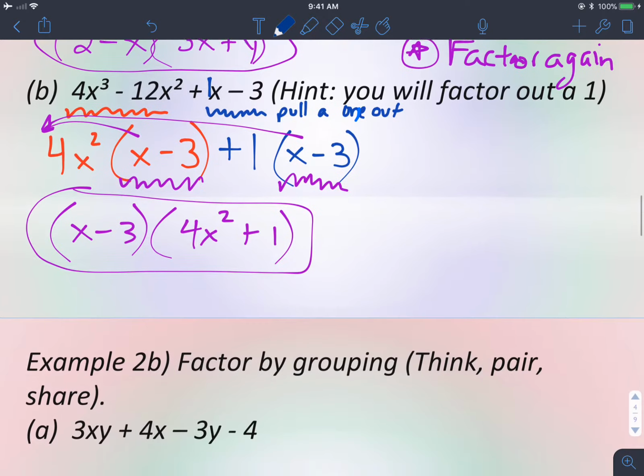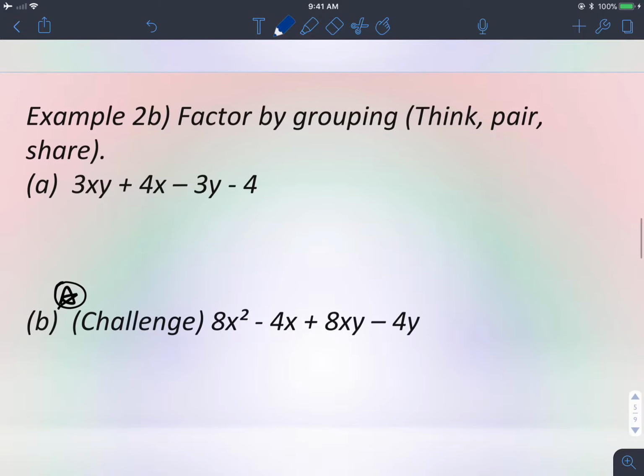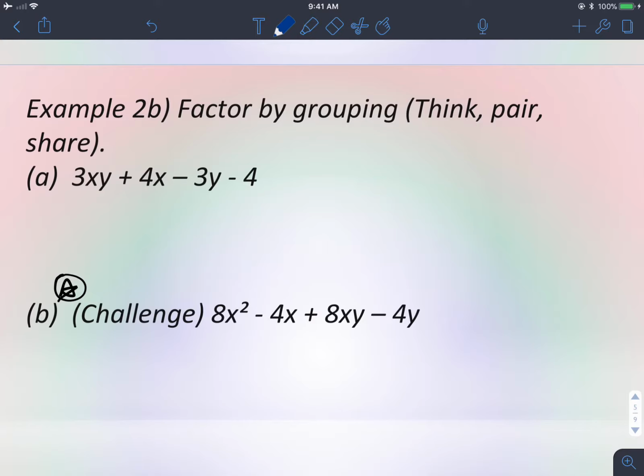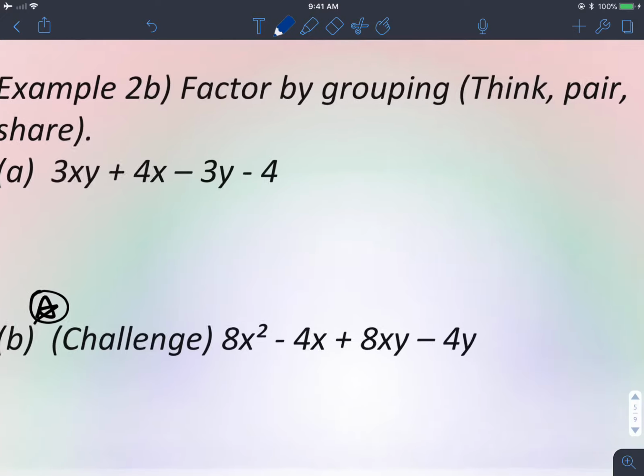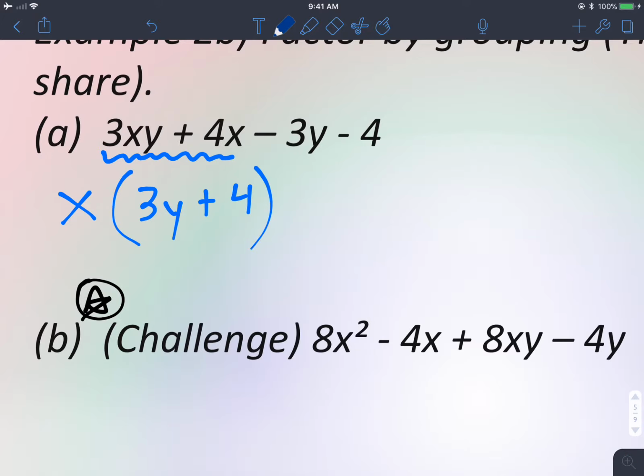Moving on. Okay, I'm going to go ahead and do both of these now, right? Because this now has two different variables. There's only one thing that the first two terms have in common. The x, right? If I take out an x, I'm left with 3y plus 4.